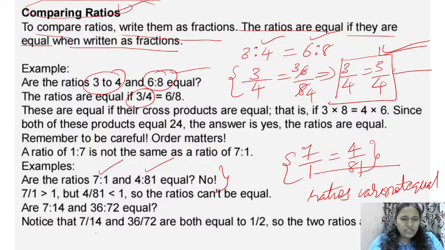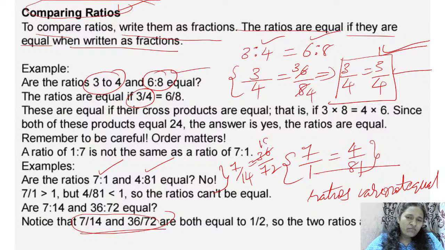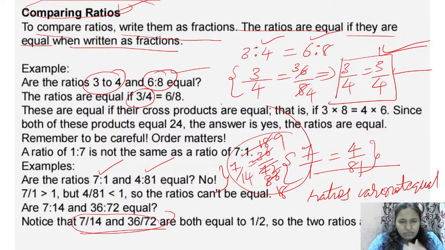Okay. Suppose 7 by 14 and 36 by 72. Are these two ratios equal or not? We will see. 7 by 14 equal to 36 by 72. We can divide by the table of 18, 2 eighteens are 36 and 2 thirty-sixes are 72. Again, these two also, yes, these two are equal to 1 by 2, right?